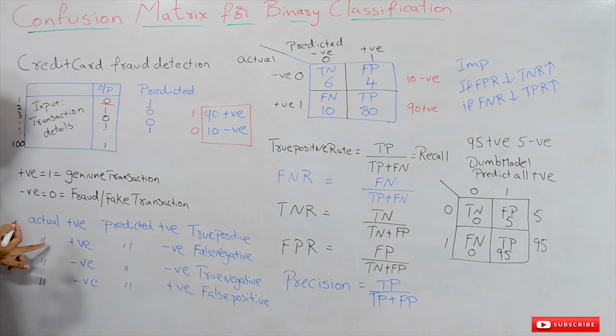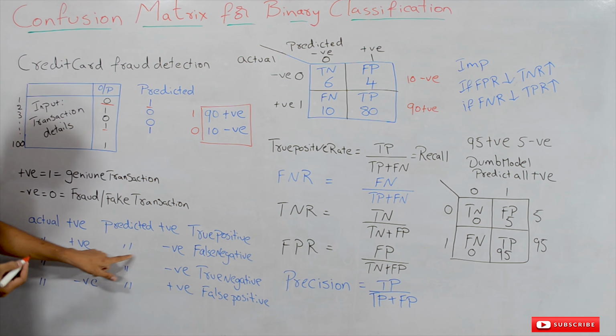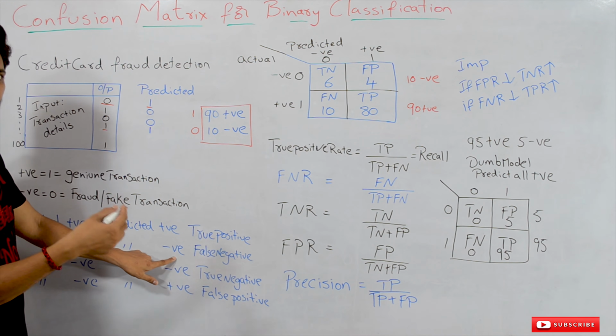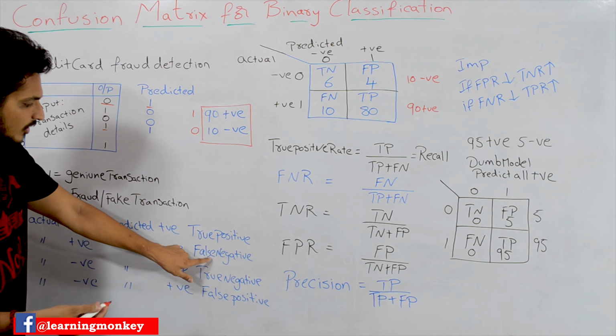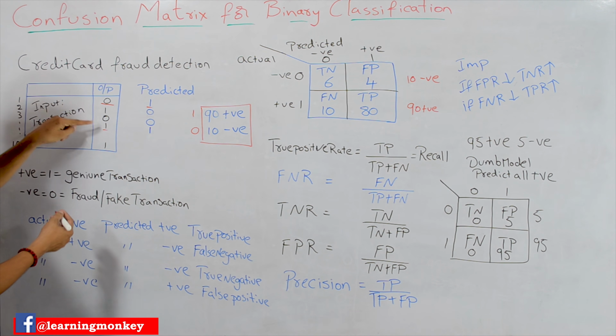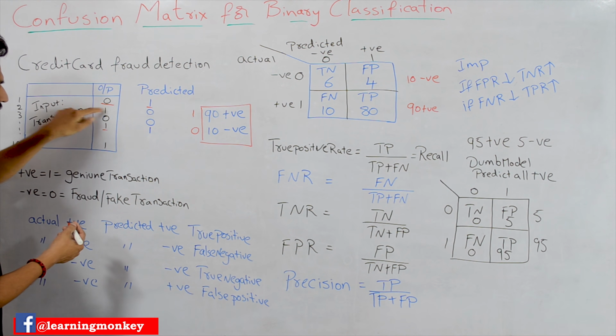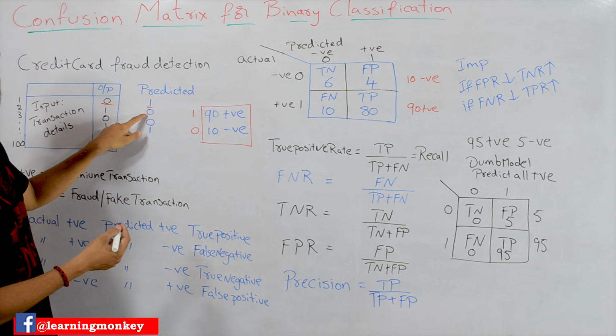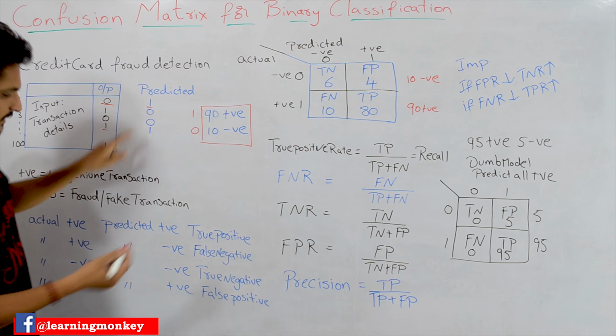The second combination is actual positive but predicted negative, meaning we made a mistake here. Our model has predicted falsely. That's why we call it a false negative. The actual value is positive, positive means 1, but the model has predicted 0. We call it a false negative point.